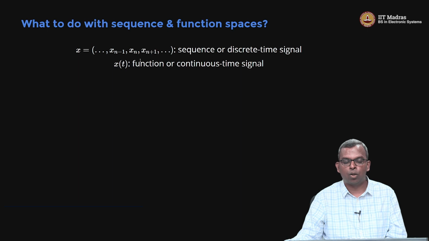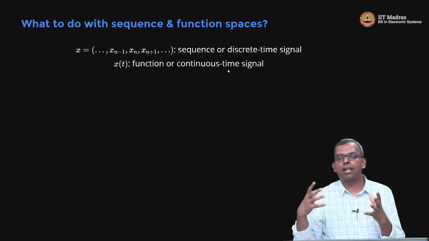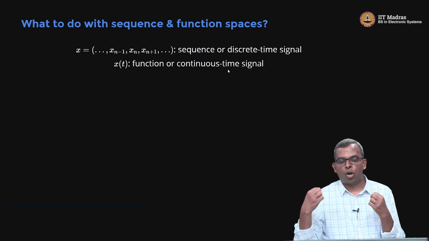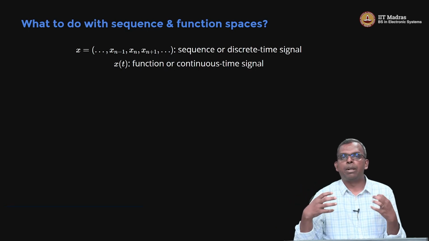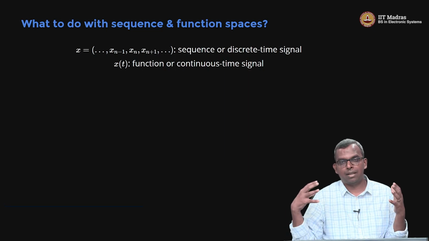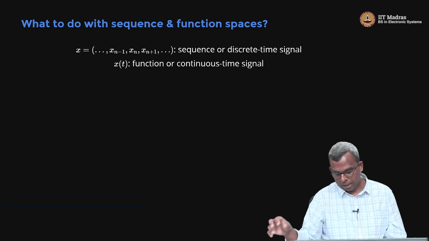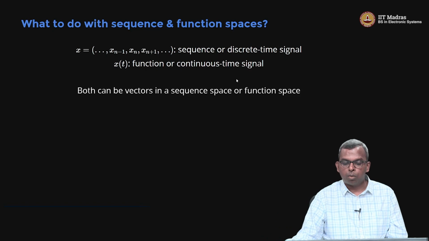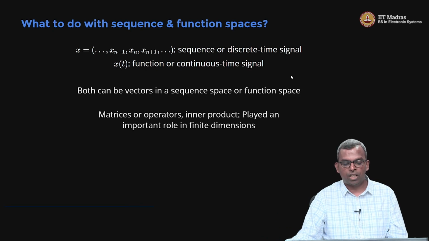So x of t we can think of as a function, and these correspond to continuous time signals. The signals in electronic systems, whether they are discrete or continuous, are well modeled by sequence spaces and function spaces, and that's the direct connection to why we are interested in these things. So both can be vectors in a sequence space or function space.